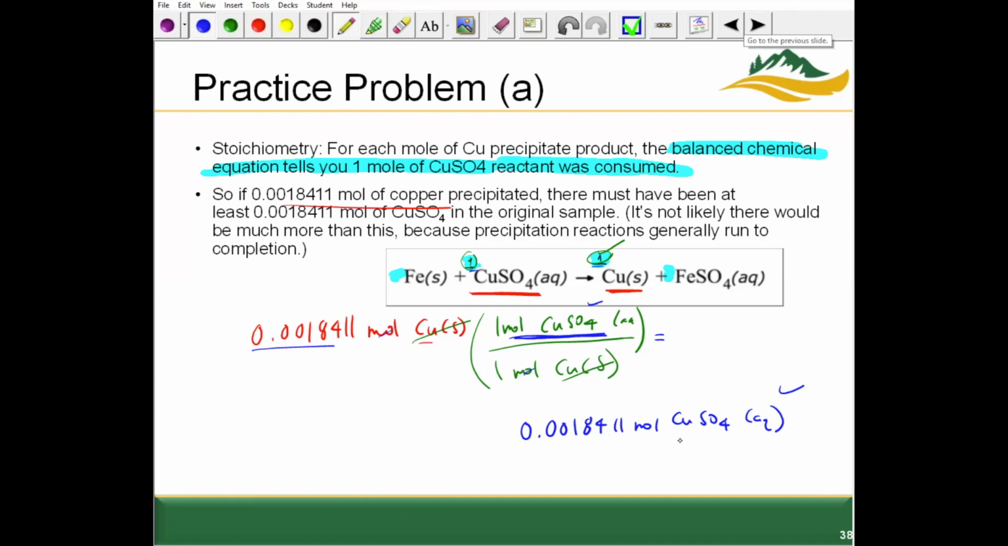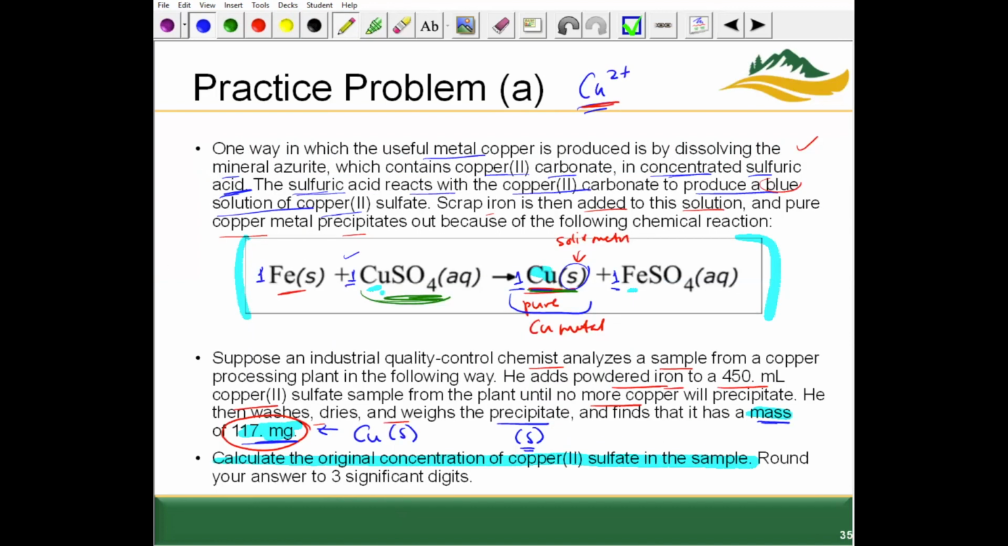So now from moles of copper 2 sulfate, let's go back to our original problem here. So we want to calculate the original concentration of copper 2 sulfate. Now we have the moles of copper 2 sulfate. We also have a little bit more information here on this volume. So this chemist added powdered iron to 450 mils of this copper 2 sulfate sample. So this itself is 450 mils. We also have the number of moles.